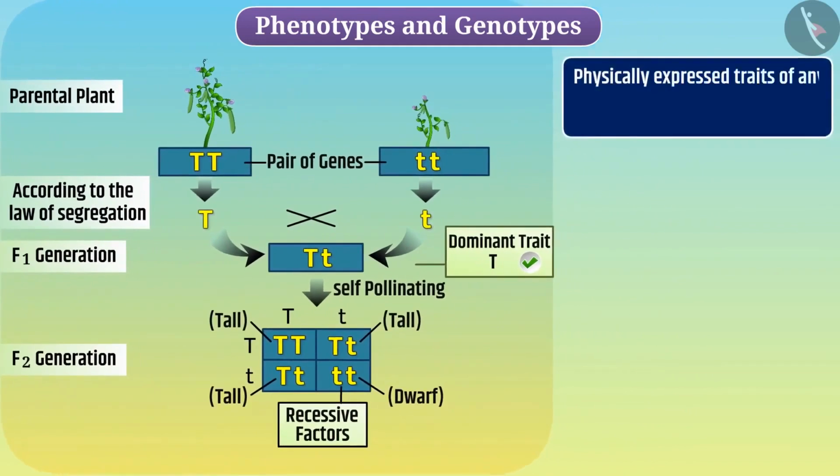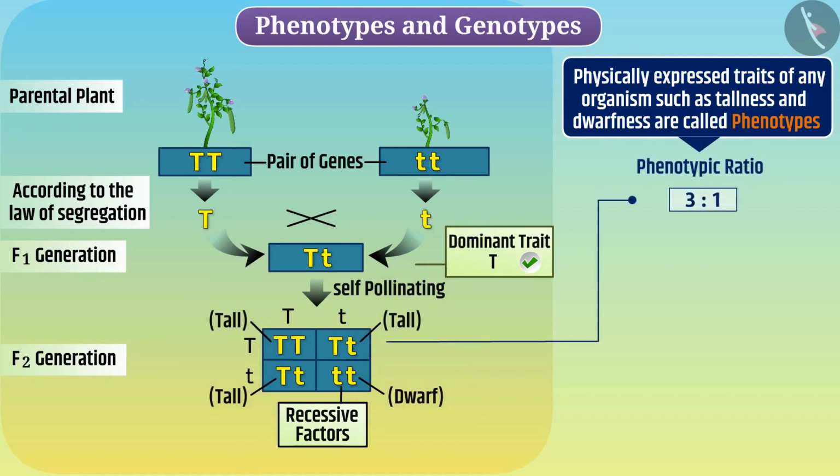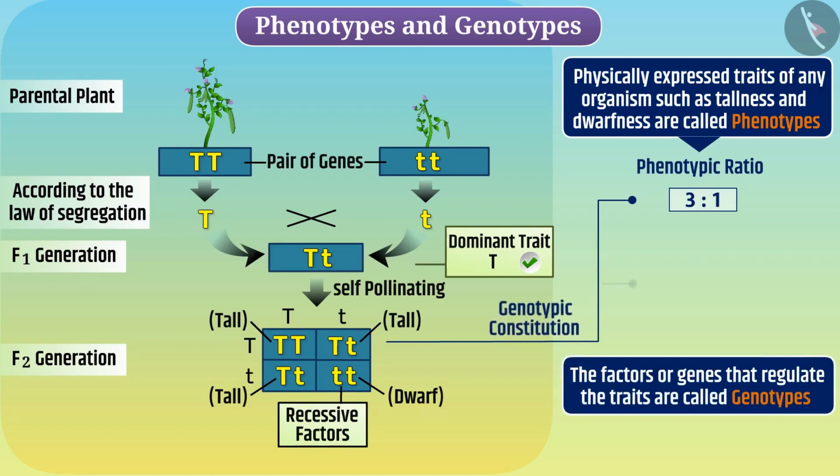Physically expressed traits of any organism, such as tallness and dwarfness, are called phenotypes, and the ratio of these traits is called phenotypic ratio. Here, the phenotypic ratio is 3:1. Similarly, the factors or genes that regulate the traits are called genotypes. If we talk about genotypic constitution of these plants, then we get their genotypic ratio like this.